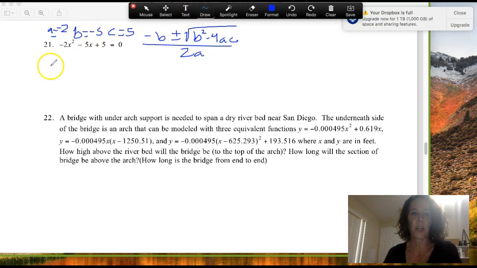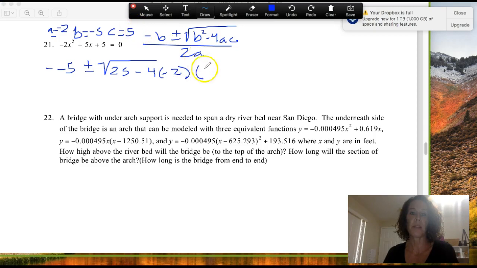-b, so we're going to go negative, and then my b value is negative, so it's a double negative, which is going to make a positive. Plus or minus the square root of b squared, which will be -5, and when I square -5, I get +25, minus 4 times my a value, which is -2, times my c value, which is 5. And we're going to put that all over 2 times my a value, which is -2.